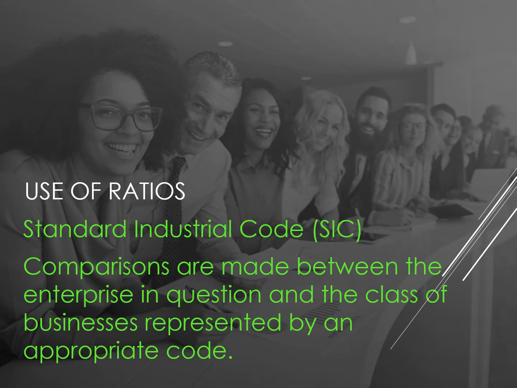When we talk about ratios, we're going to look at a standard industry code, also known as a SIC. Comparisons are made between the enterprise in question and the class of businesses represented by the appropriate code, and that's what we're going to look at.